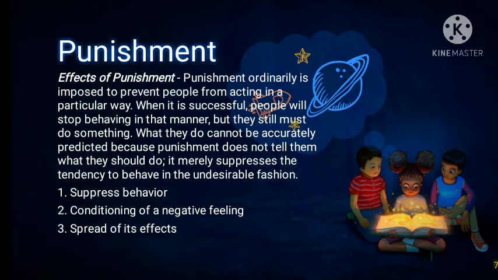So effects of punishment. Punishment ordinarily is imposed to prevent people from acting in a particular way. When it is successful, people will stop behaving in that manner, but they still must do something. What they do cannot be accurately predicted because punishment does not tell them what they should do. It merely suppresses the tendency to behave in the undesirable fashion.